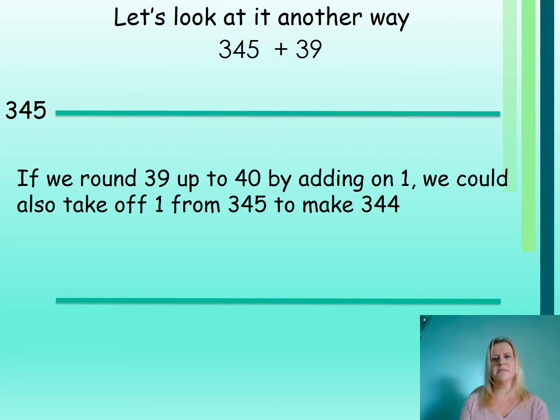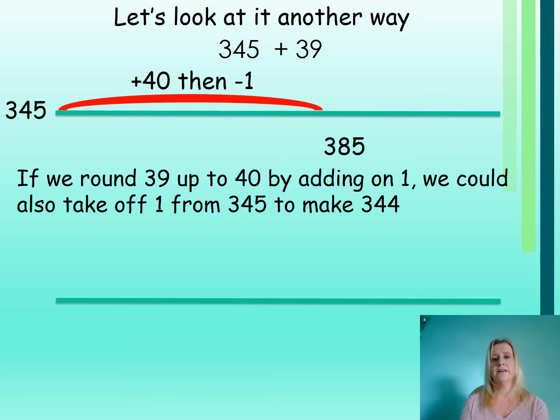Let's have a look at the same sum another way. 345 add on 39. We first of all added on 40 and took away 1 to give us the answer 384.